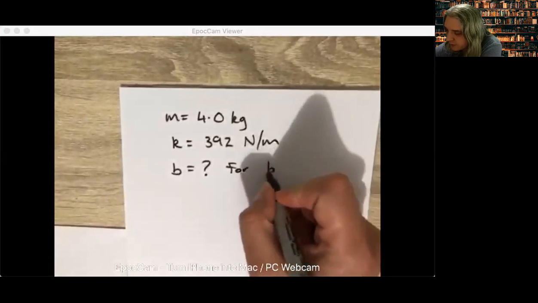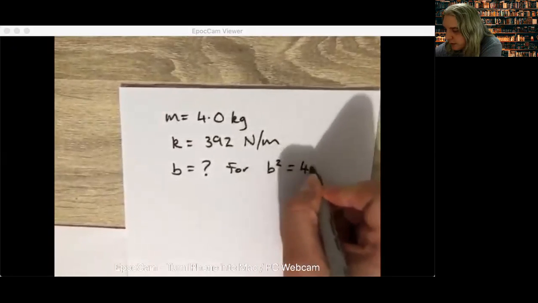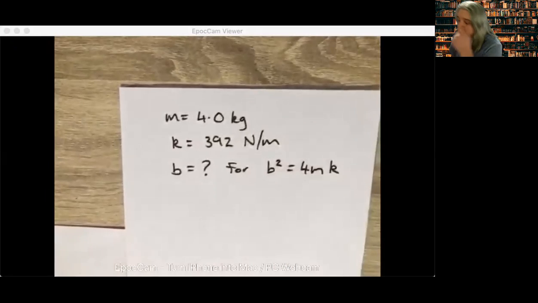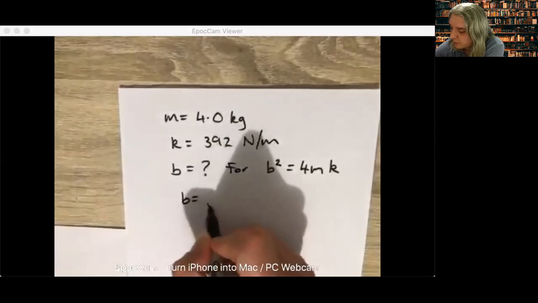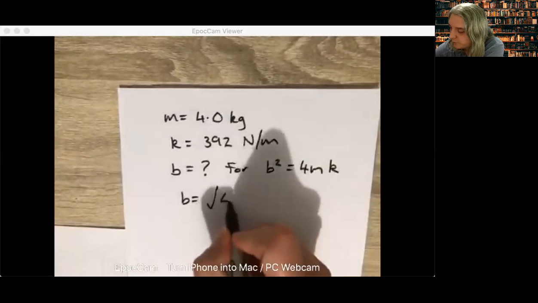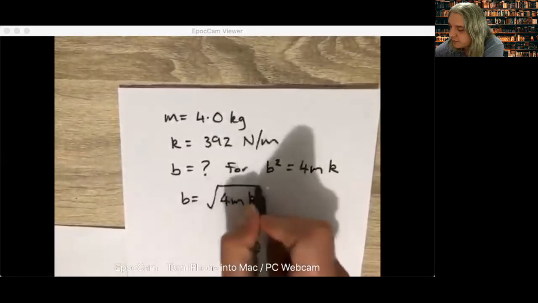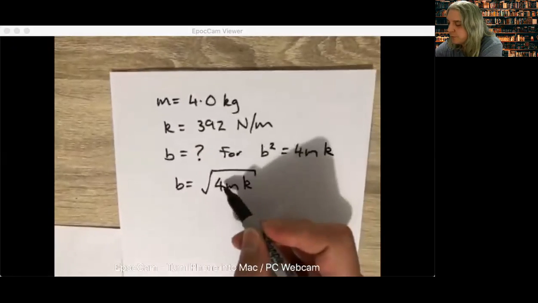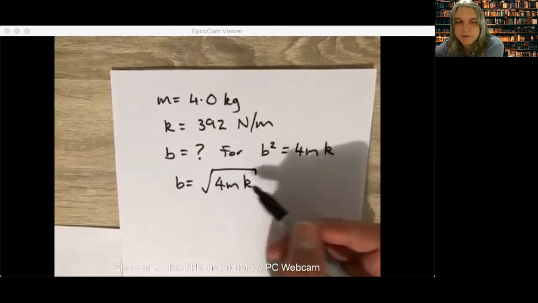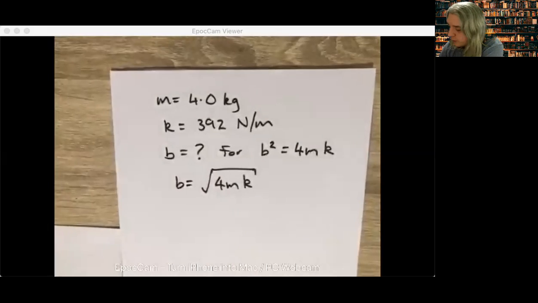We get B squared equals 4mk. That was the condition for critical damping. So that's pretty simple. We just have B equals the square root of 4mk. We've been given 4, that's a number, and we've been given m and k. So we can just put those values in.